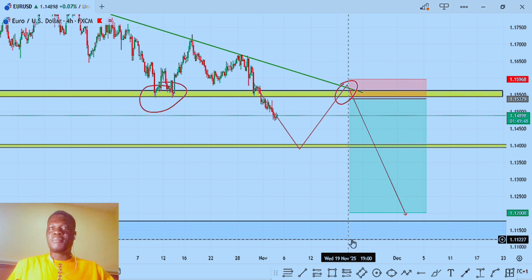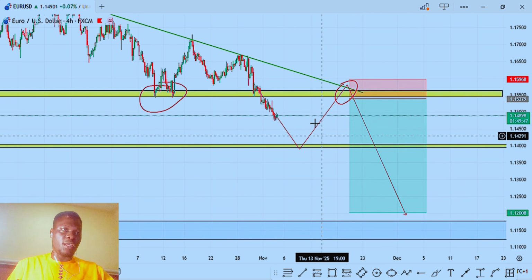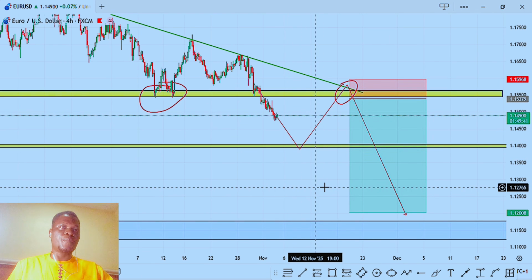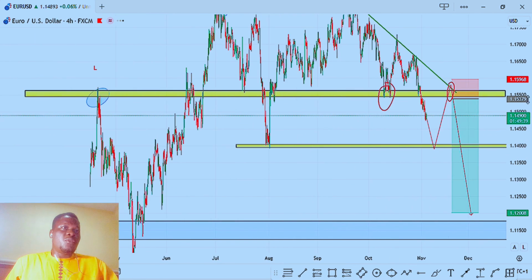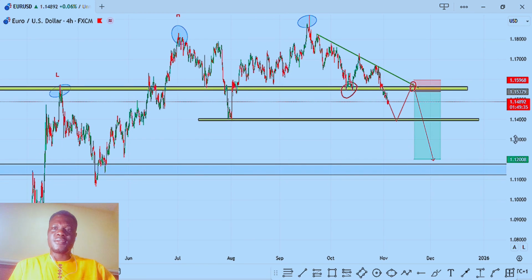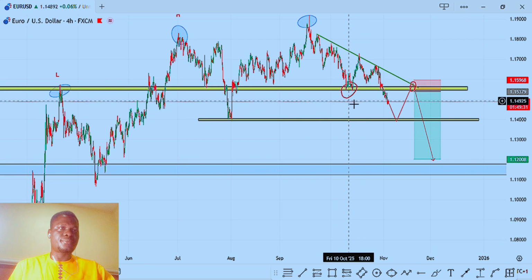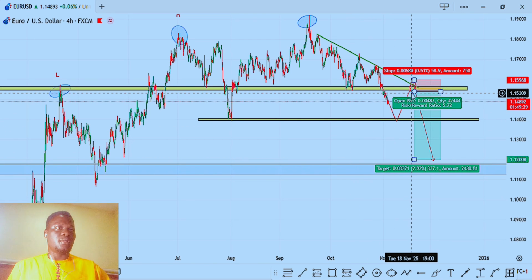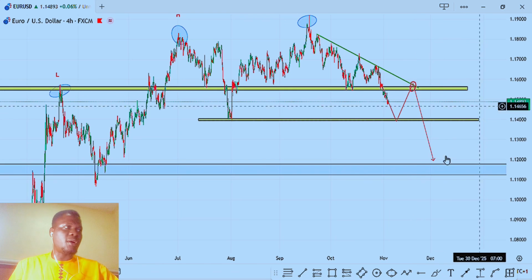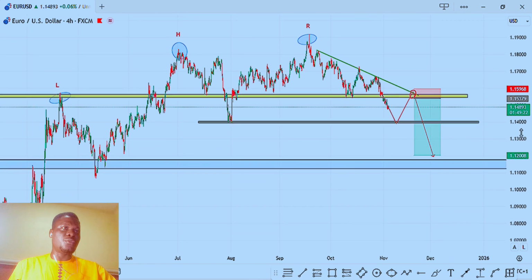But if that does not happen, we will look for a consolidation somewhere here to look for another sell opportunity on the euro trade. So that is how I'm looking to find a sell opportunity on this euro trade this week. Let me just delete this. On the euro trade this week, that will be the way we are going to look for a sell opportunity.